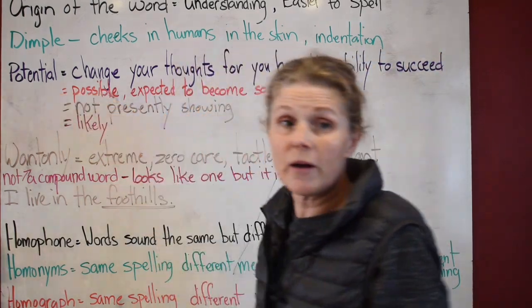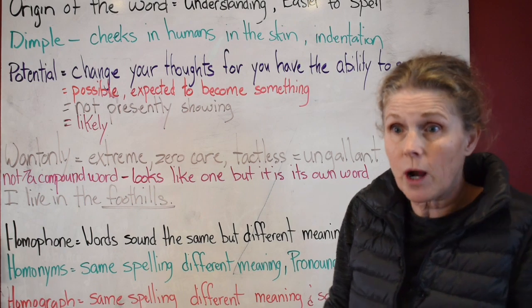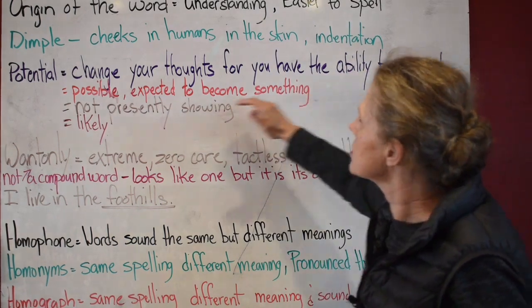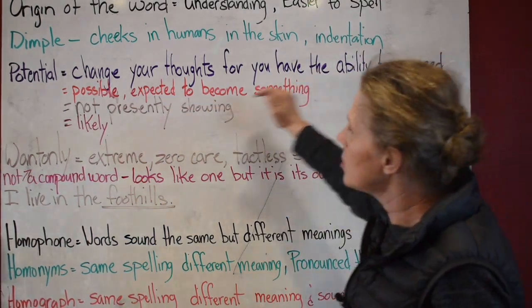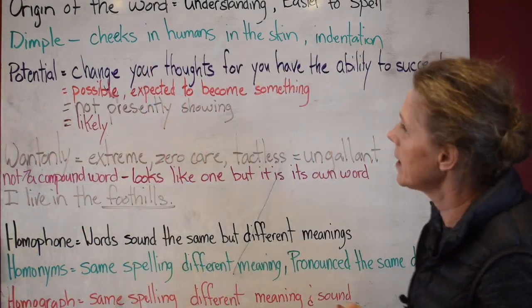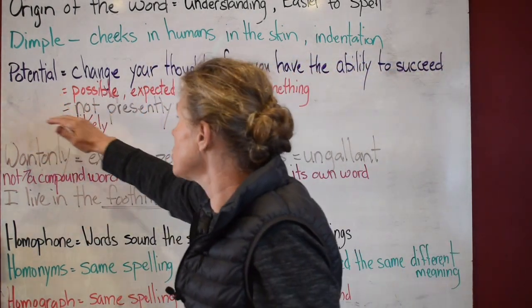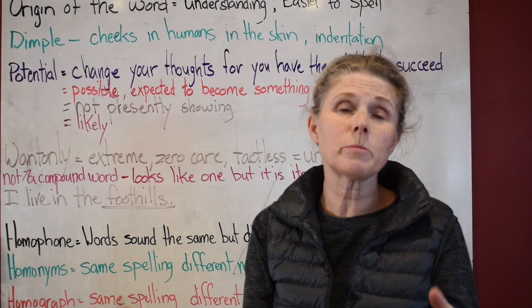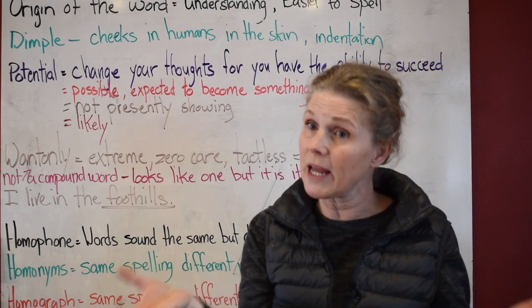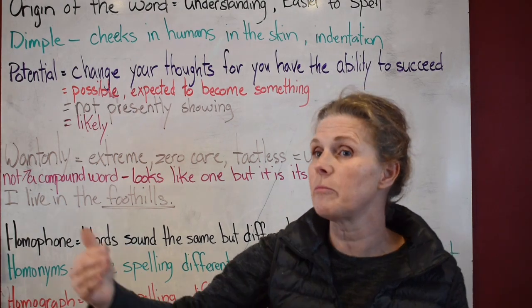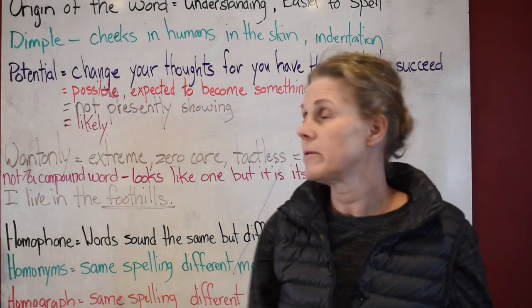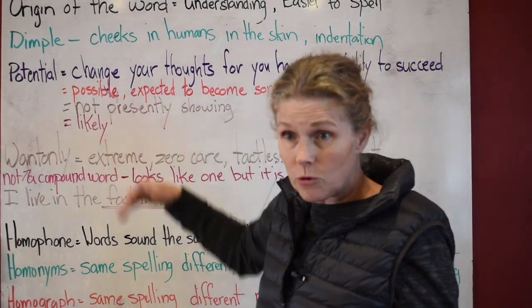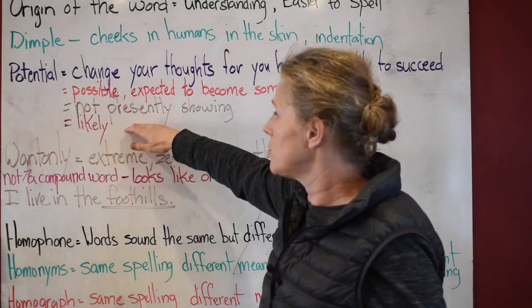So potential means you have a possible chance of getting something right. There's a possibility. You're expected to become something when you have potential, right? But potential means not presently showing. You have potential, but maybe you're not great at riding your bike right now, but you have potential. And potential means it could likely happen if you work at it. It could likely happen if you work at that, right?